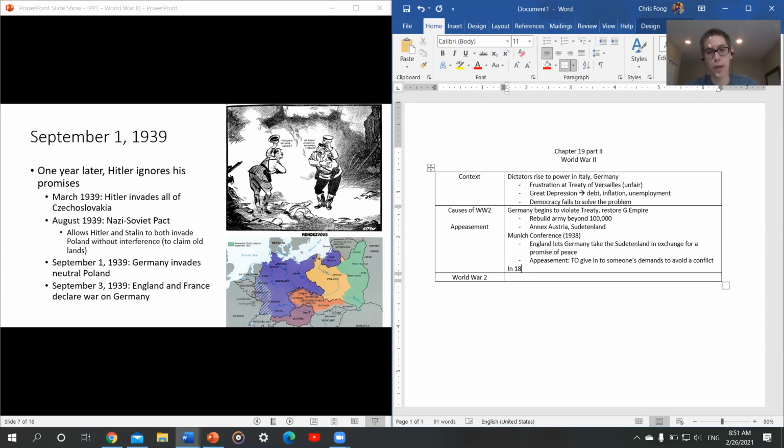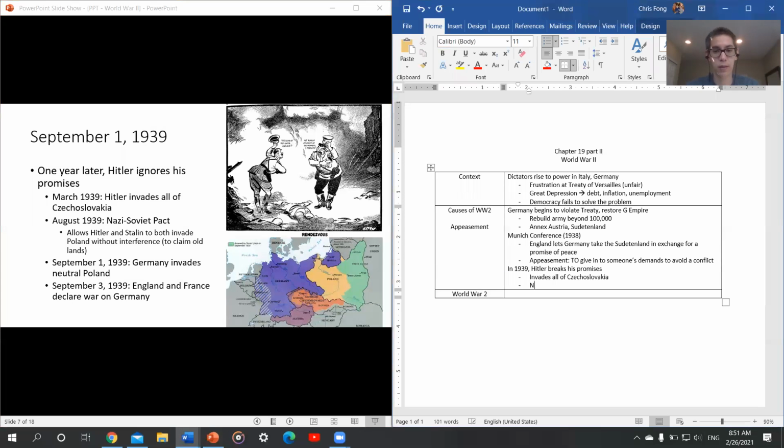So we'll say here, 1939, Hitler breaks his promise. He invades all of Czechoslovakia. He creates the Nazi-Soviet Pact in order to invade Poland. And then September 1st, 1939, Germany invades Poland, which 2 days later leads to World War II.